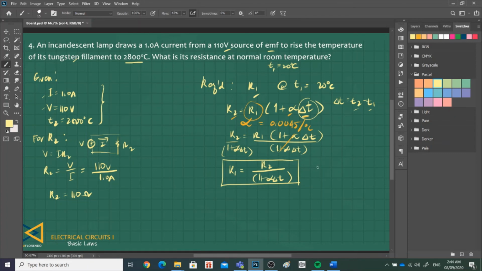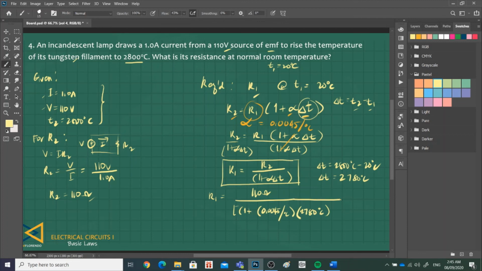Okay, our delta T now is 2,800, that is T sub 2, minus the normal room temperature, which is 20 degrees Celsius. Delta T is 2,780. So, R sub 1, let's substitute. R sub 2 is 110 ohms divided by 1 plus alpha, which is 0.0045 from the table, times delta T, 2,780 degrees Celsius. Unit analysis: per degree Celsius times degree Celsius cancel out. What remains is a unit in ohms, which is a unit of resistance. That is 8.14 ohms. So, this is our answer for number 4.